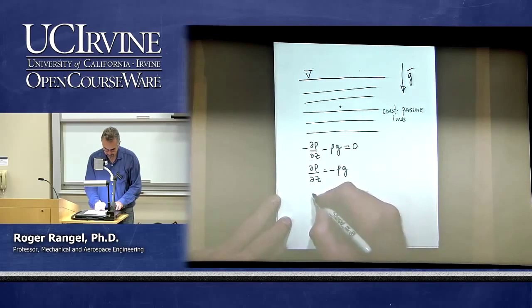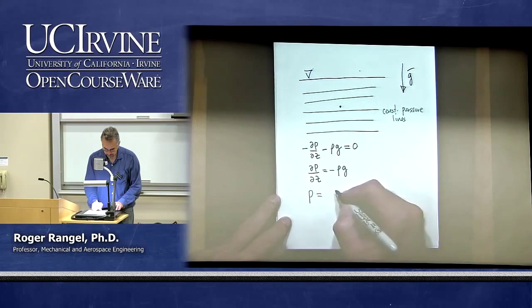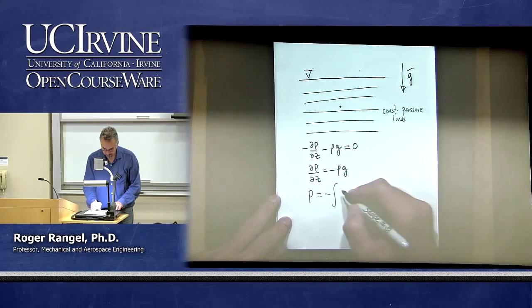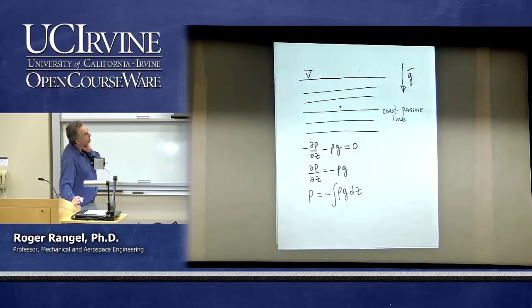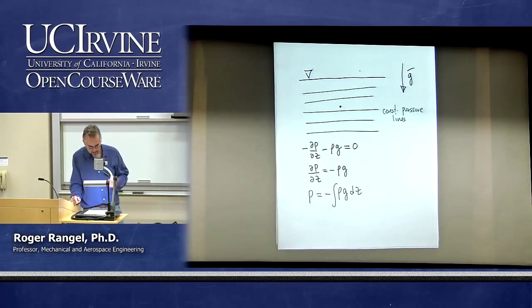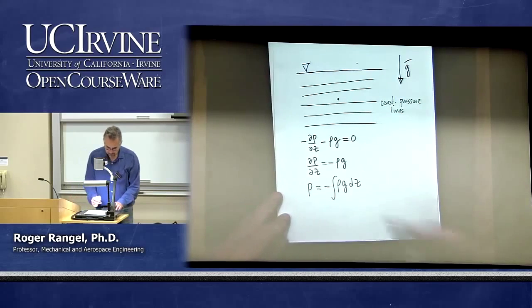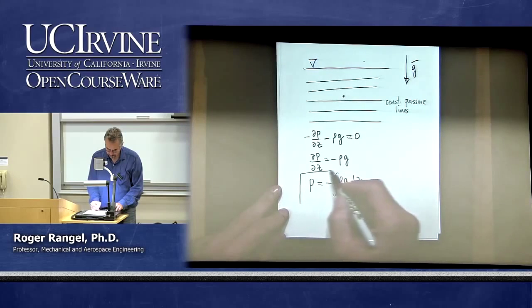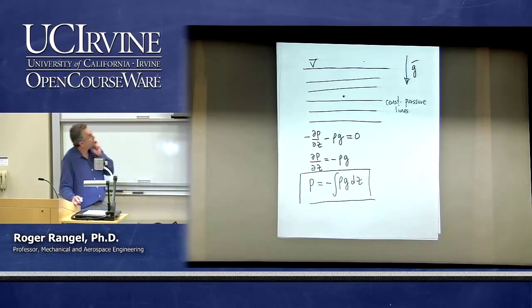So if you do one integration, that's all you need to do. You get that the pressure is equal to negative the integral of rho g dz. And the limits of the integral will depend on which 2 points you want to use as your limits for your integration. So solving a problem in hydrostatics to determine the pressure boils down to carrying out this integral.